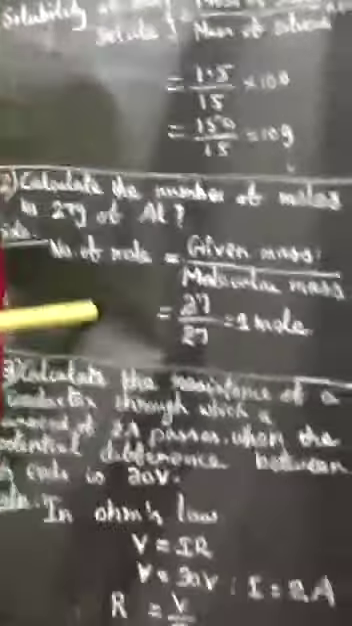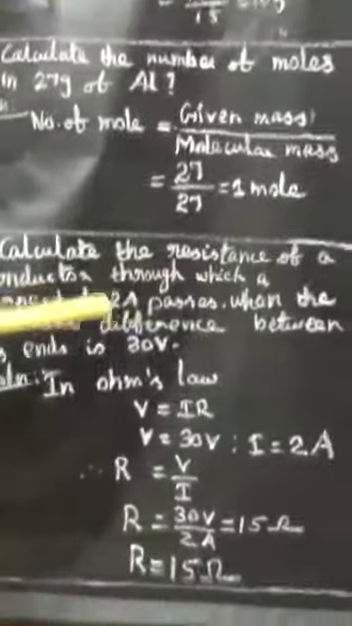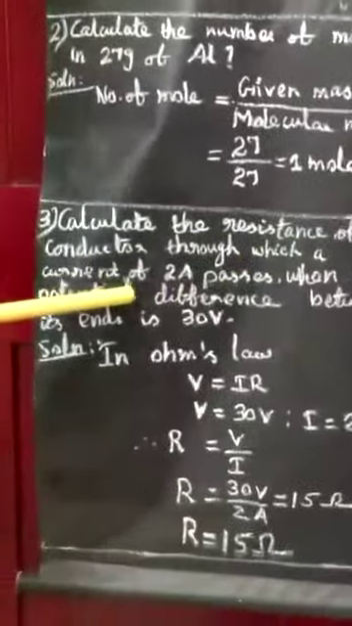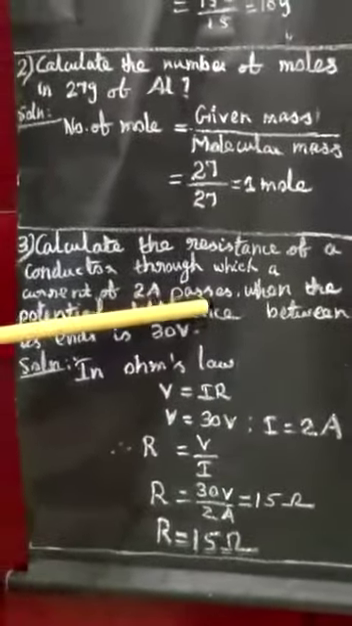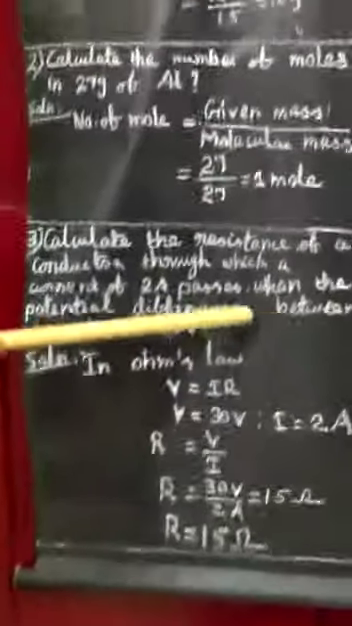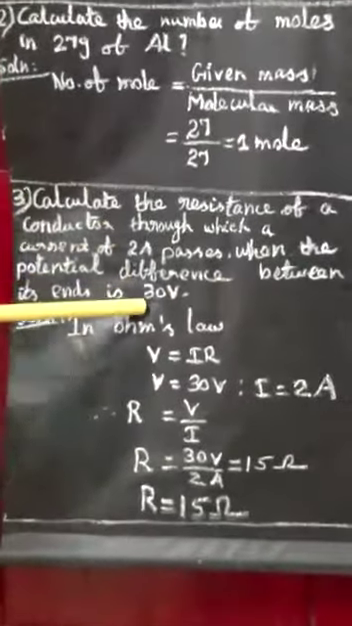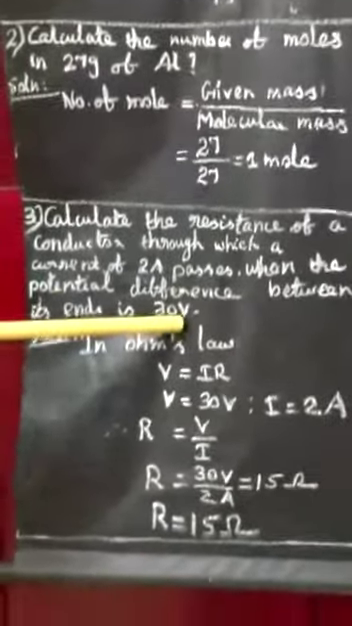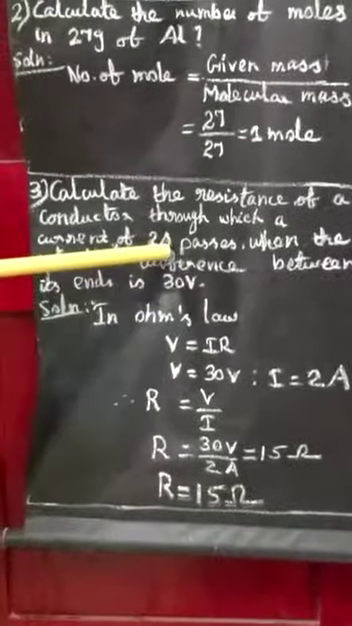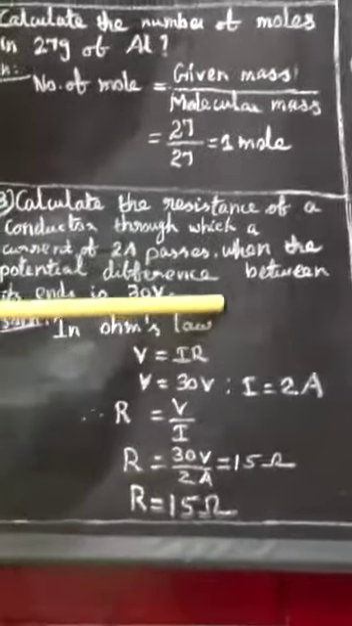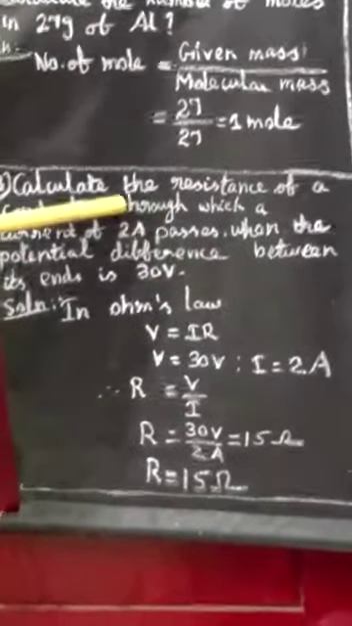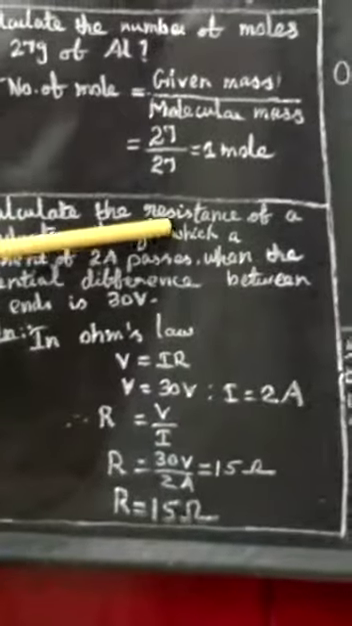This is the simplest sum. The third one is a physics problem. Calculate the resistance of a conductor through which a current of 2 A passes when the potential difference between its ends is 30 volt. So the potential difference value is 30 volt, the current value is 2 ampere. In Ohm's law, V is equal to IR. We want to calculate the resistance value.